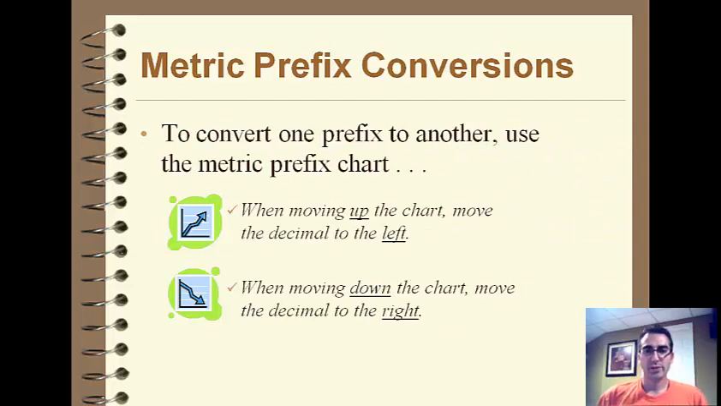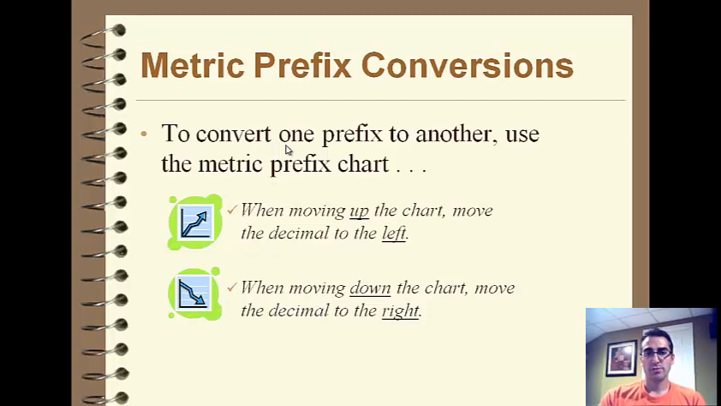Alright, the next thing is metric prefix conversions. You'll notice that for every base unit, there's a whole list of prefixes that could be attached. For example, you could be talking about kilometers, or maybe it's micrometers, or centimeters, or millimeters. Well, those are all prefixes, and we can attach a prefix to any base unit of measure. For example, you could have microseconds, or nanoseconds, or kiloseconds, which is 1,000 seconds.